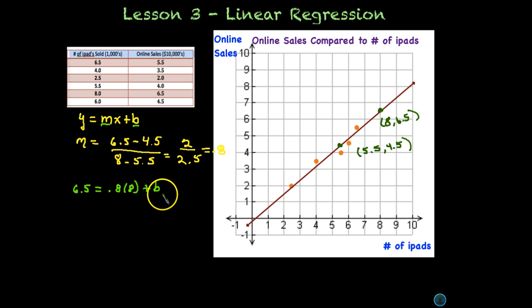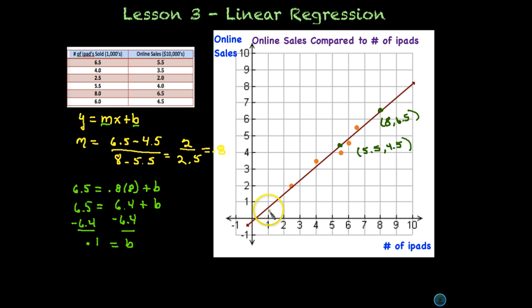Now when I simplify all this, I'll be able to find my y-intercept. So first thing is I would multiply the 0.8 times the 8 to get 6.4. Then in order to solve for b, I would need to subtract 6.4 from both sides. That would leave me with a y-intercept of 0.1.